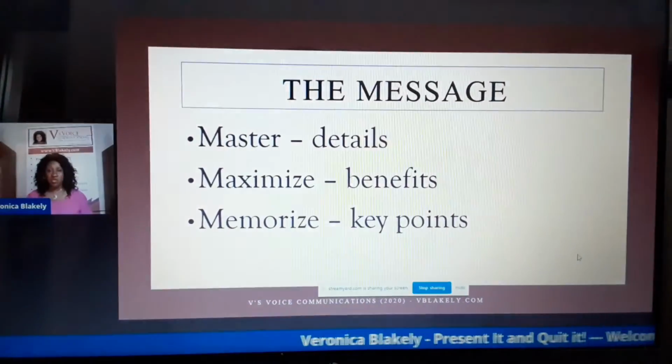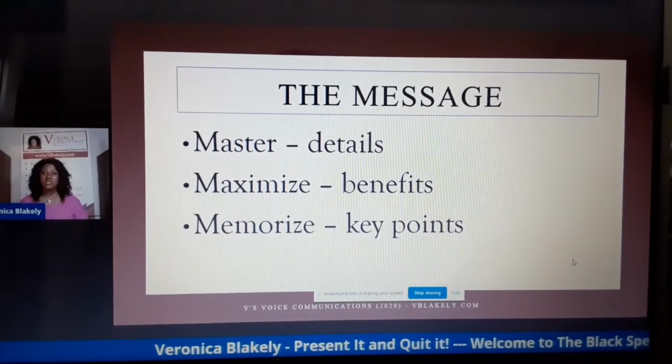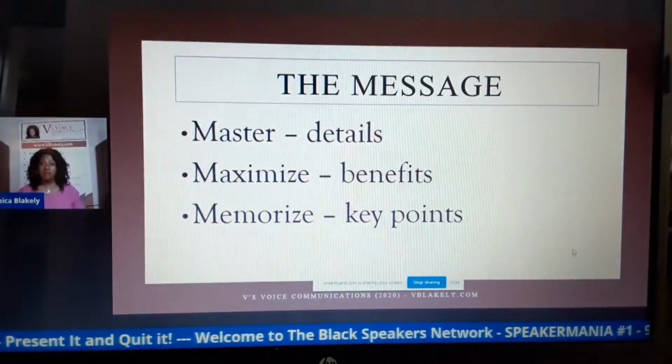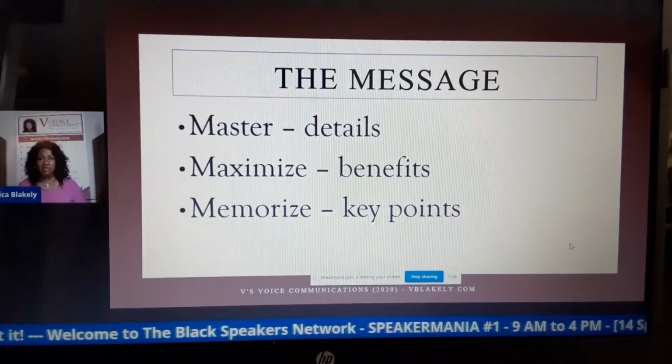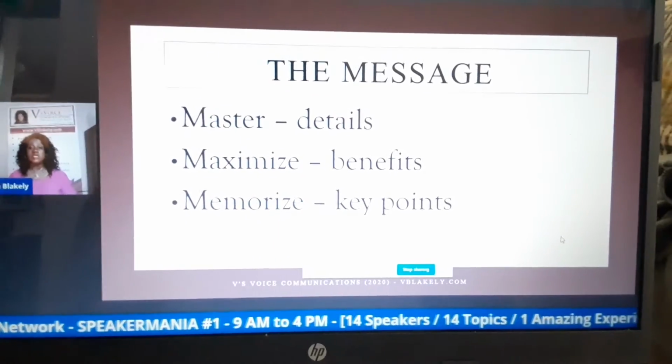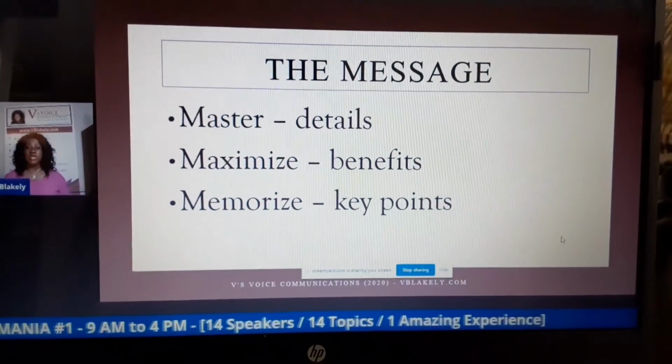You want to memorize your message. Memorize the key points of your message so that if your presentation was to shut down right now, or if your flip chart fell over, or your whiteboard all of a sudden was not available for you, would you know how to deliver your message? You need to memorize your message for your key points.